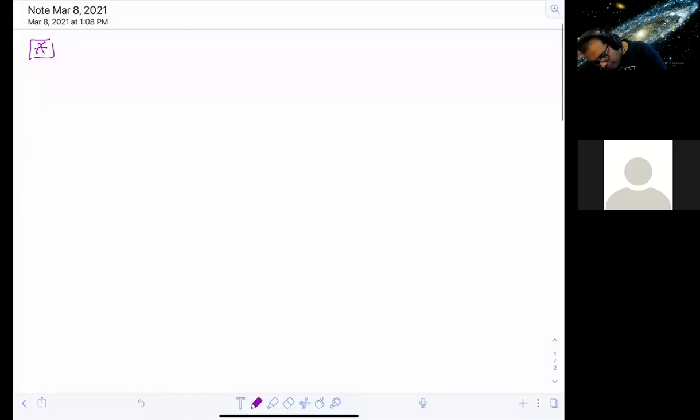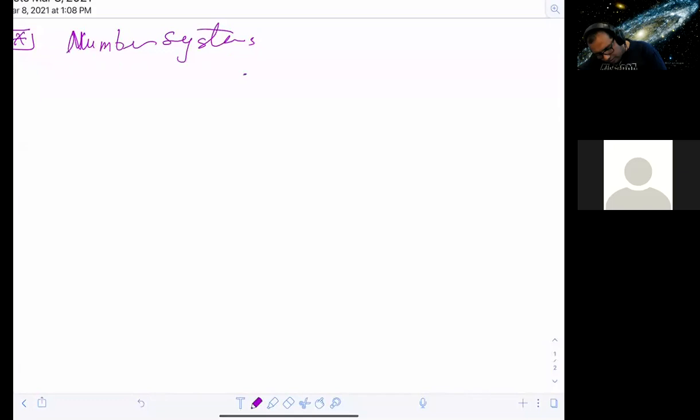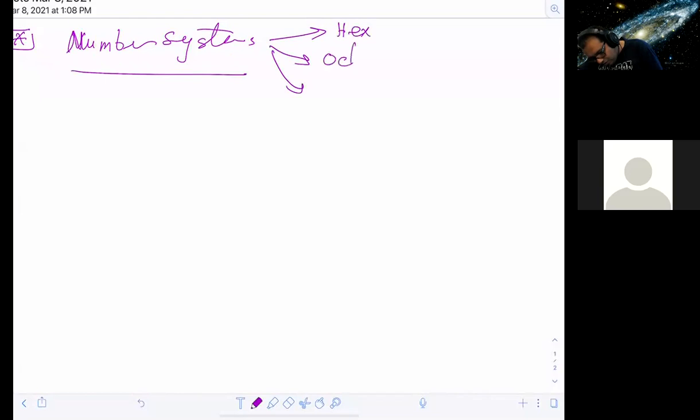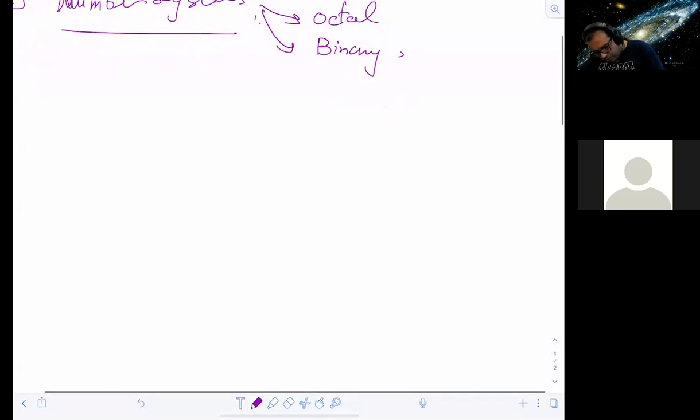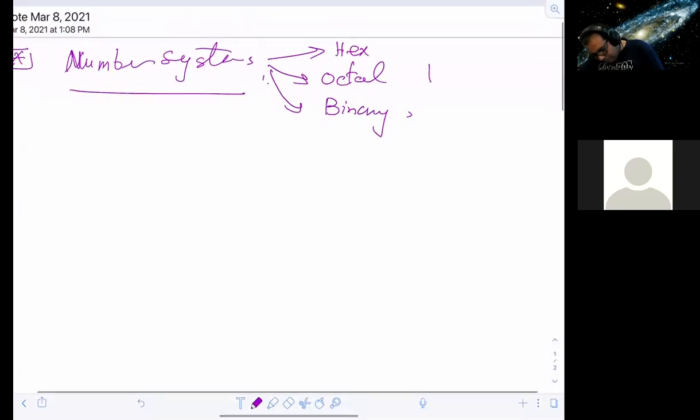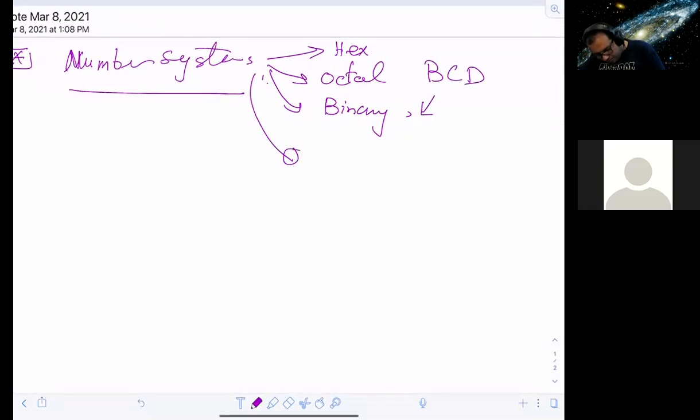So far, we discussed the number system, right? And we had the most famous ones, which are hex, octal, and binary. We learned also BCD, right? And also we covered how to convert from one to the others, in integer and floating, which is a real number.